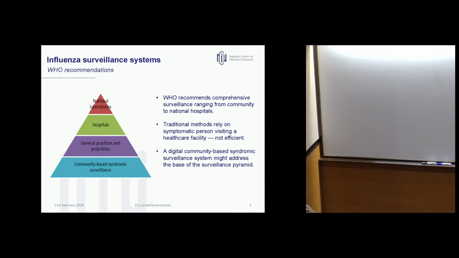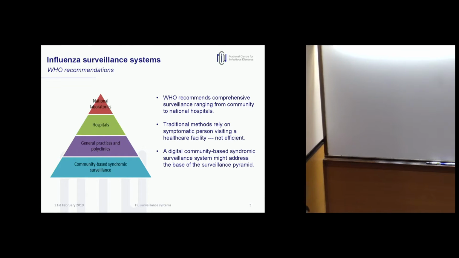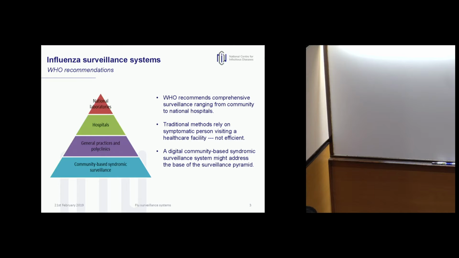If we look at the World Health Organization, some of their recommendation is that in order to monitor influenza trends, it's better to have a comprehensive surveillance pyramid, which ranges from the community to national hospitals. These are the ones that we can easily assess in the sense that, as long as a symptomatic person visits us, we can test them for influenza and get them into the surveillance database. But that itself is not efficient because we still have a big community base that we're trying to assess here.